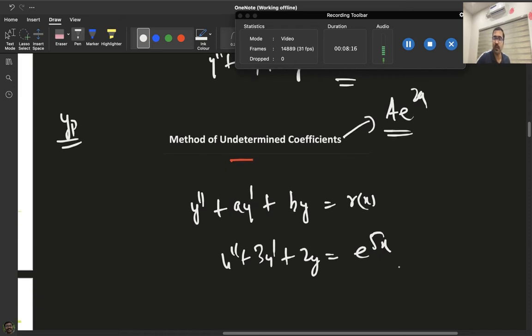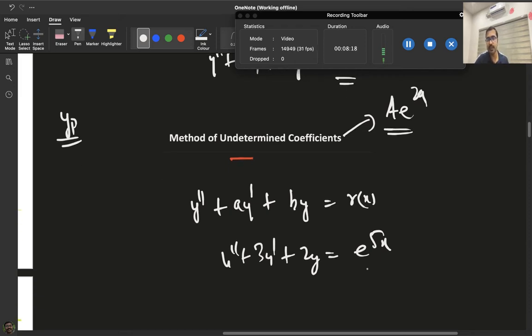Okay, so according to our undetermined coefficients method, I will assume that the solution is of the form y is equal to some a into e raised to 5x, and then I will try to find the value of a. So that is the method. As I see, this will only be applicable for certain classes of functions like e raised to 2x, sin x, cos x, etc.